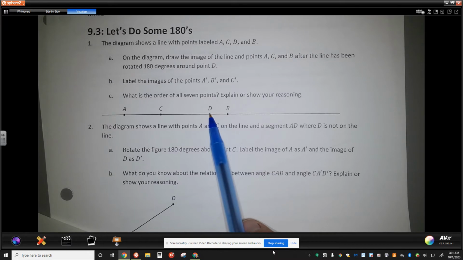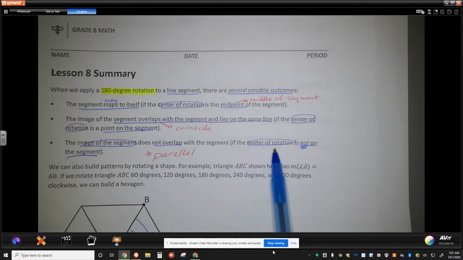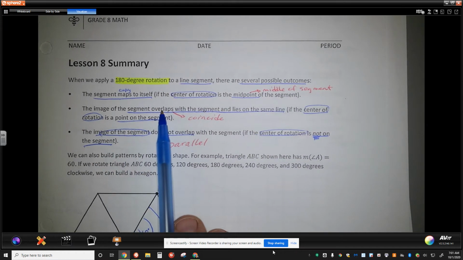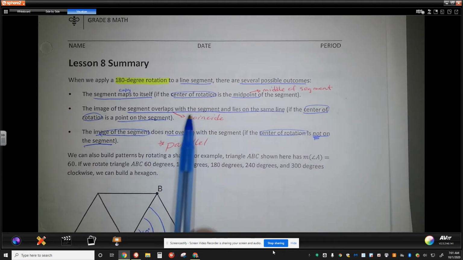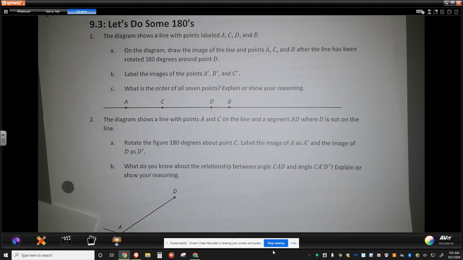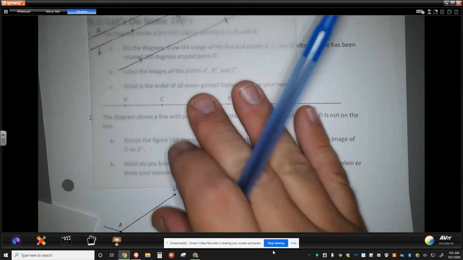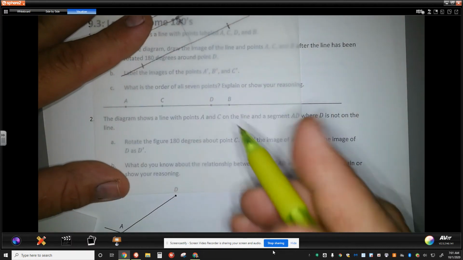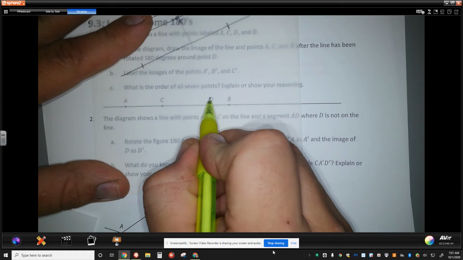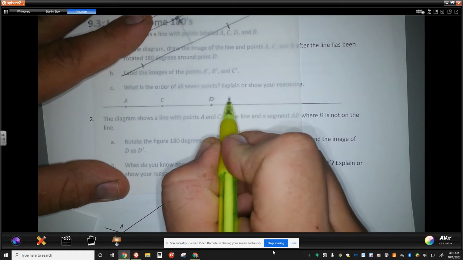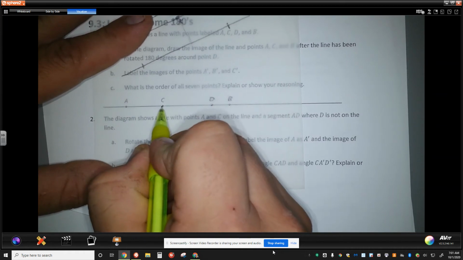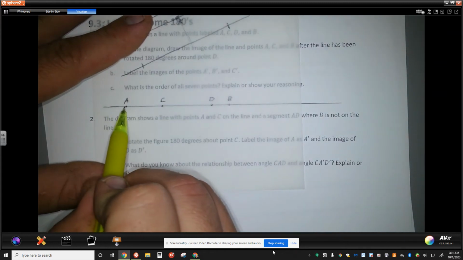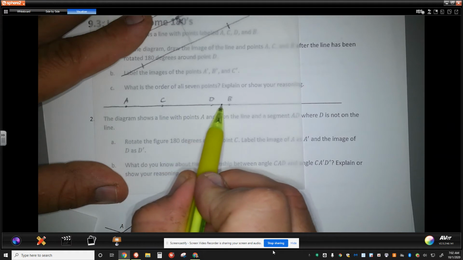But when we see that we have the point on the line, when the center of rotation is a point on the segment, we should see that the segment overlaps with the segment and lies on the same line. Using that information is going to help us as we rotate our image here. We're going to use center D, we have B, we have C, we have A, and we have the line that we're going to rotate around center D.